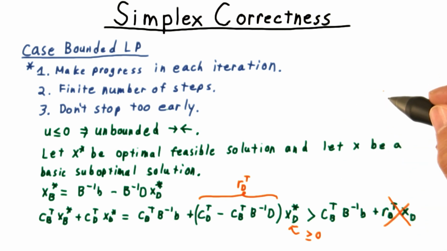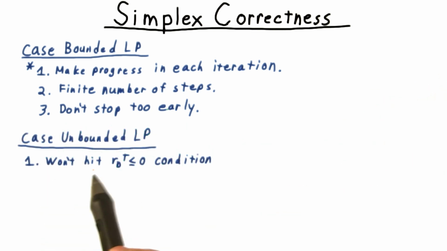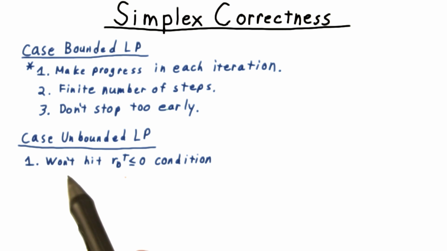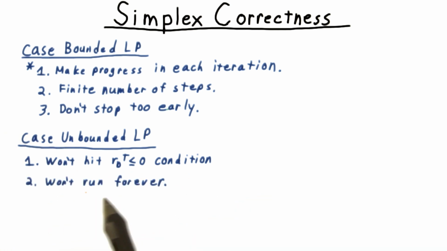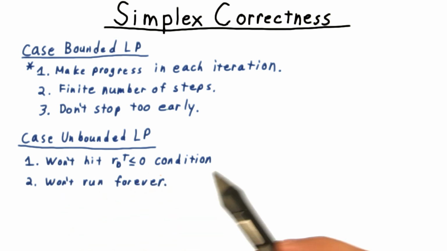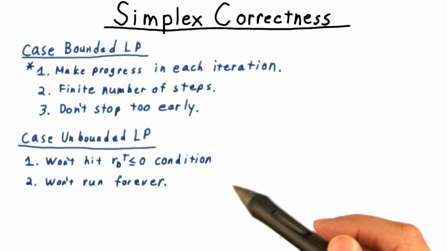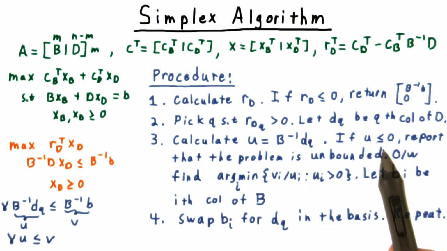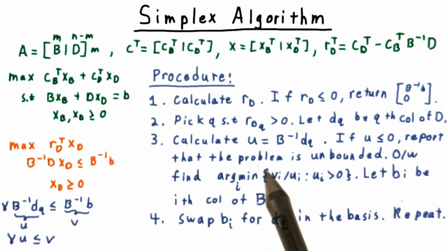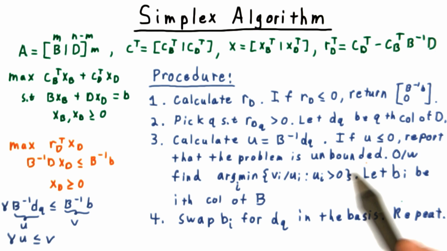How about when it's unbounded? Well, by the same argument just given, we won't hit the case where RD is non-positive. And the algorithm can't run forever because it avoids cycling, and thus can only visit each of the n choose m bases once. The only remaining possibility is that u will be non-positive at some point, and will report that the problem is unbounded, which indeed it is.